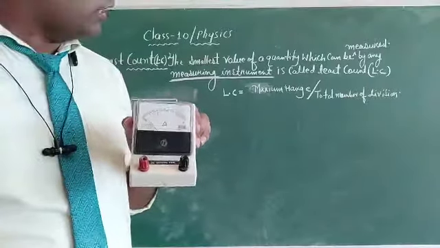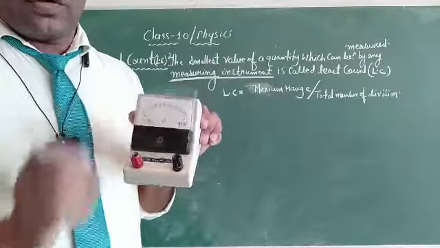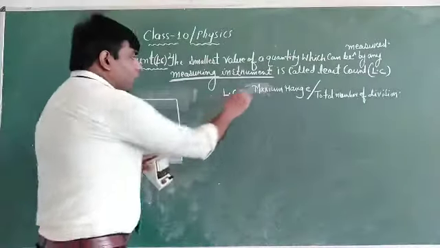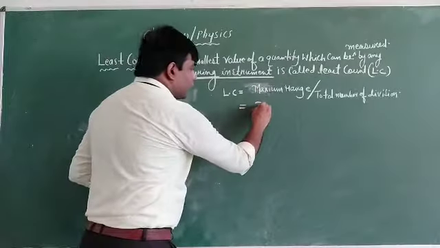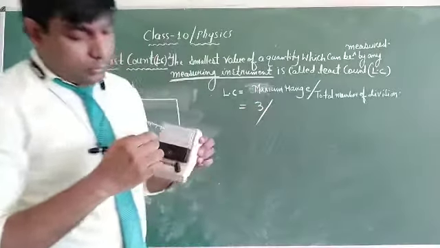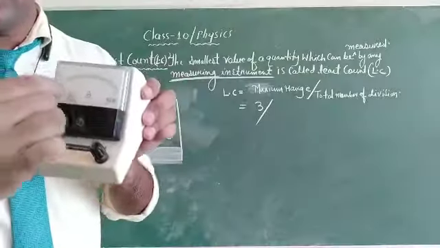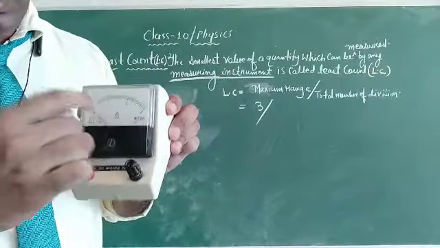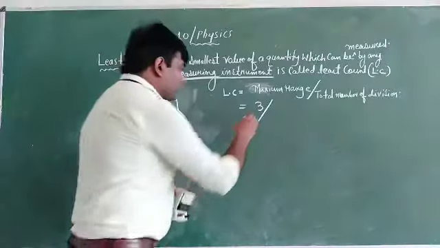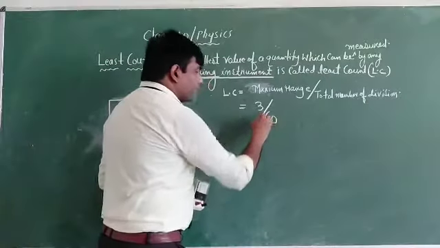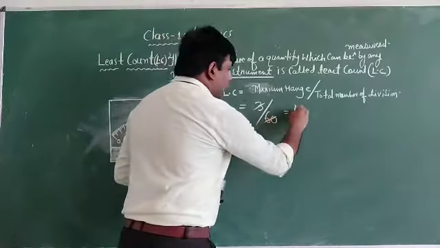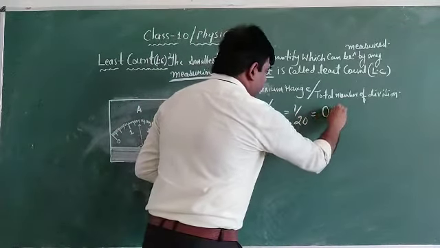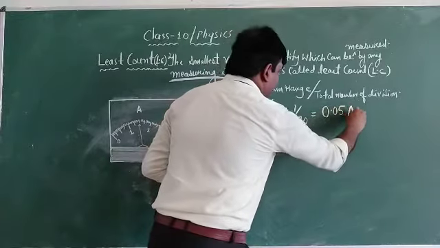Right? So in this case, for this instrument, if you want to find the least count, the maximum range is how much? 3. And the number of divisions? These are the small divisions; you have to count the total number of divisions. Here in this instrument it is 60. Then divide by 60, that is 1 by 20, equal to 0.05 here.